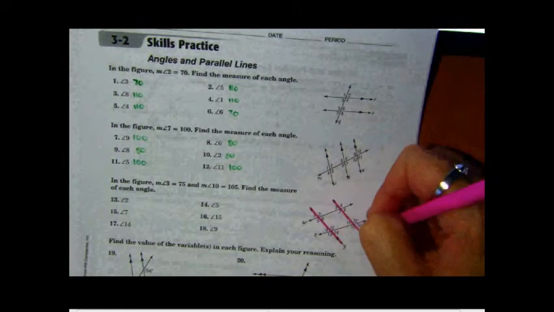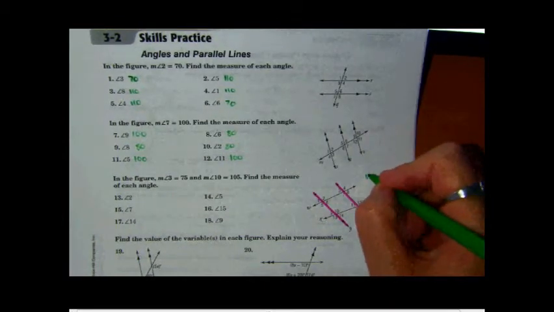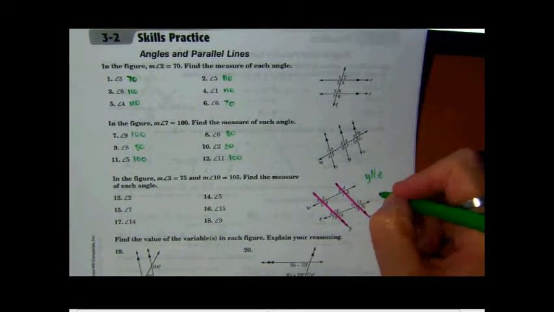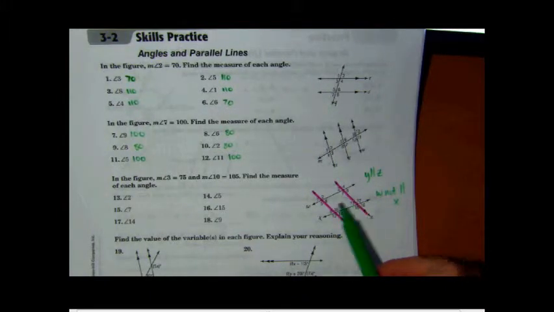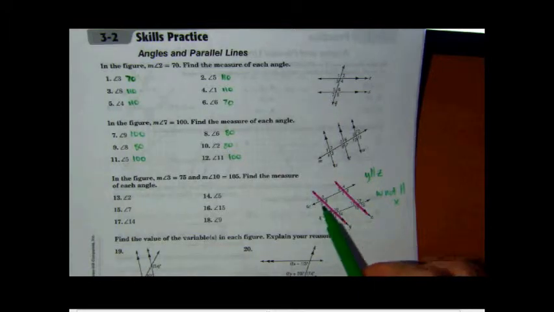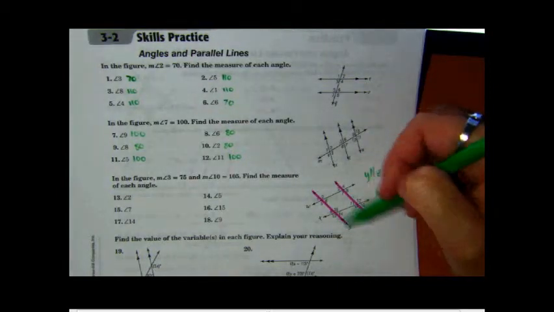Lines Y and Z are parallel. They're labeled with those triangles that I was telling you to look for, but W and X are not parallel. So Y is parallel to Z. W is not parallel to X. Okay? What that means is that these angles will have a relationship along X, and these angles will have a relationship along W, but we don't have a relationship going this way.